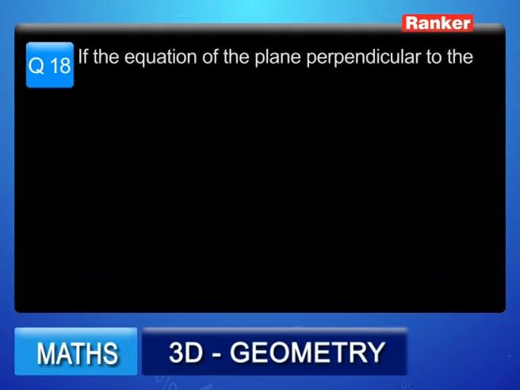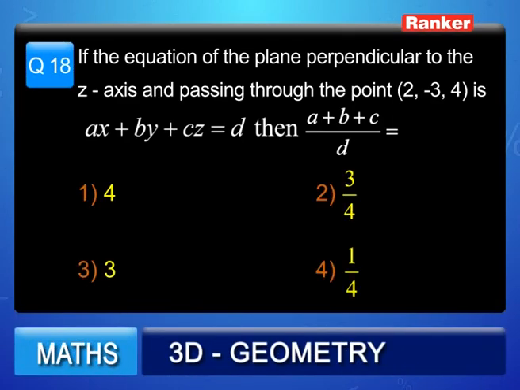Let's move to the question number 18. If the equation of the plane perpendicular to the z-axis and passing through the point 2, minus 3, 4 is ax plus by plus cz is equal to d, then a plus c by d is equal to first option 4, second option 3 by 4, third option 3 and fourth option 1 by 4.